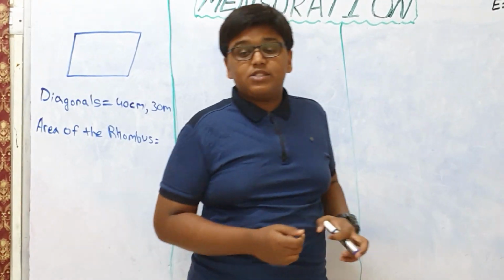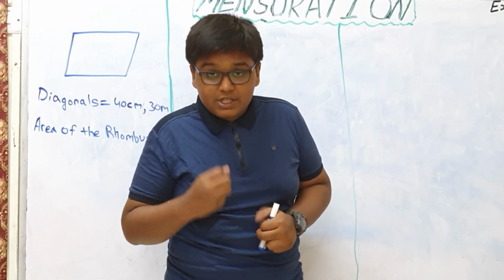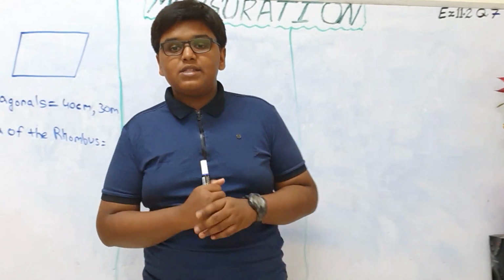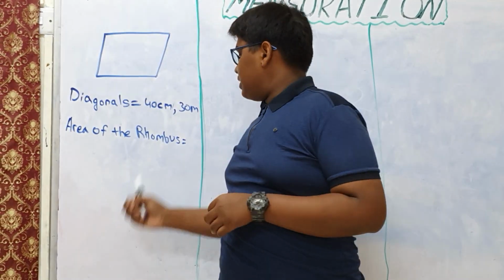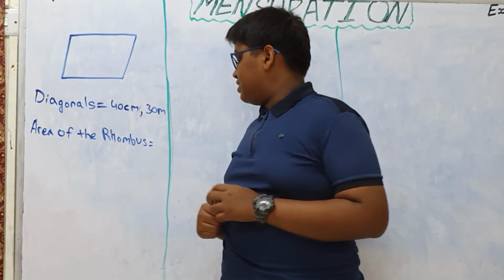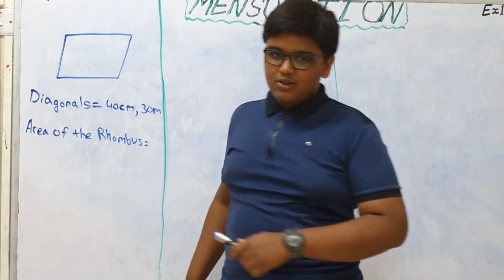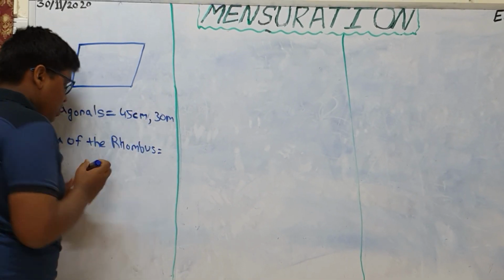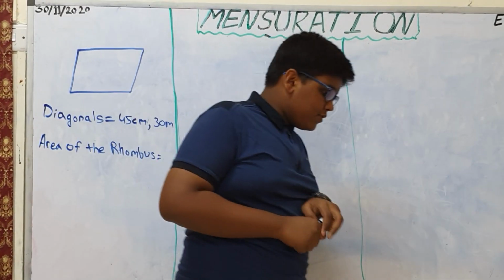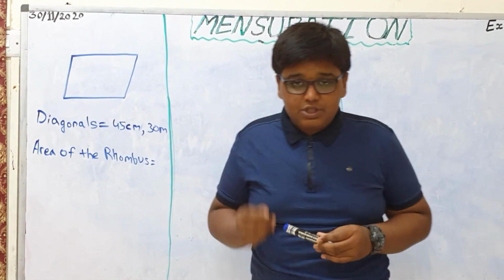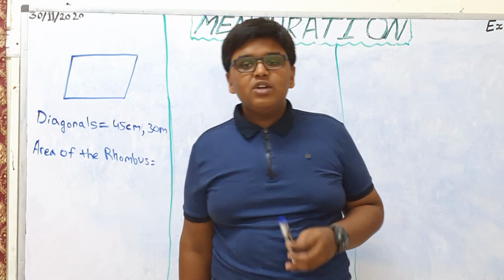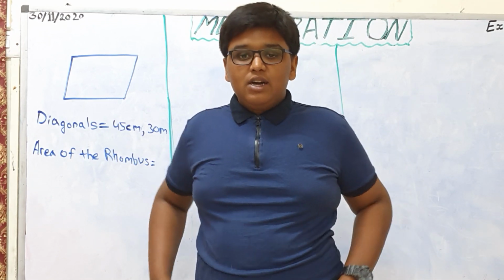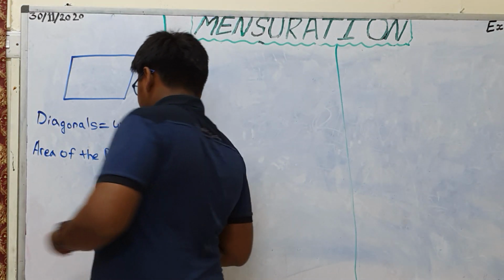The question which they are asking is there are 3,000 tiles in a room, and each of their diagonals are 30 centimeter and 45 centimeter. It's 45, I wrote wrong. Sorry, it's 45 centimeter. Now what we have to do is half into D1 into D2.